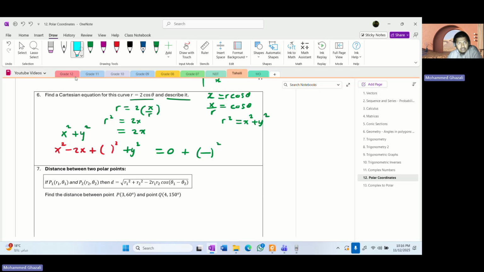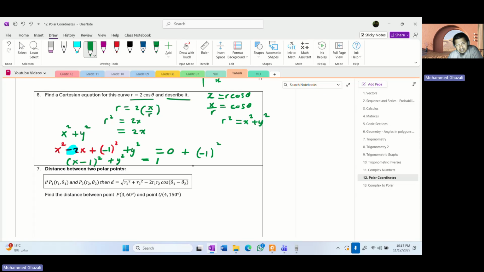You take the coefficient of x and you divide it by 2. So you're adding -1 and you are adding -1. You always have to take the coefficient of x and divide by 2. So this becomes a perfect square. That's basically x minus 1 squared plus y squared is equal to 1.